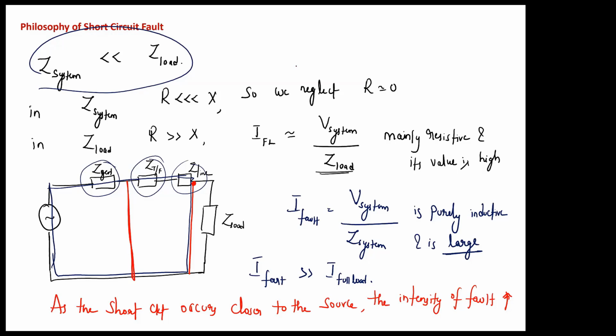So two important points which you have to remember: full load currents are mainly resistive, the full load impedance value is high, so full load currents are small. Whereas for fault currents, the impedance seen by the fault is very less, so the fault currents are purely inductive, because we neglect the resistance, and the fault currents are very large. So that's why we mentioned the fault currents are 5 to 10 times the full load currents. This is the philosophy of the short circuit fault. Okay. So any doubt in this section?